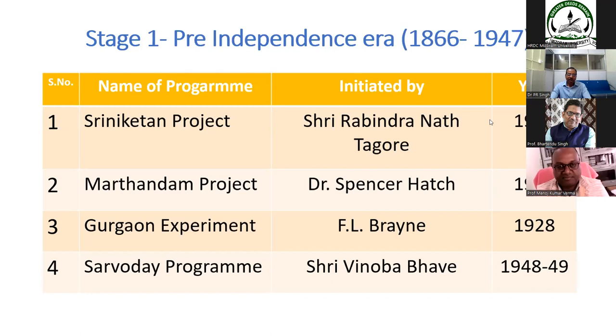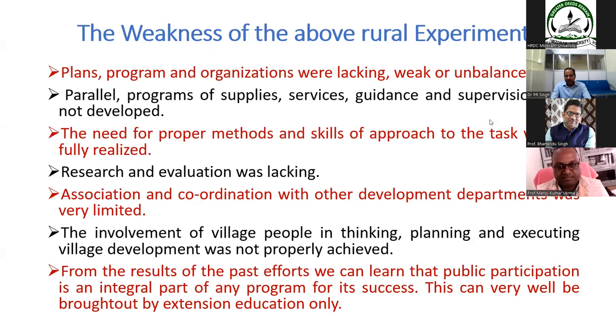Then another, the Marthandam project, 1921. Dr. Spencer Hatch organized this program. Then the Gurgaon experiment, F.L. Brayne, 1928. Then the Sarvodaya program, Vinoba Bhave, starting around 1948, after meeting Mahatma Gandhi. So these four programs are important programs in the period 1866 to 1947.